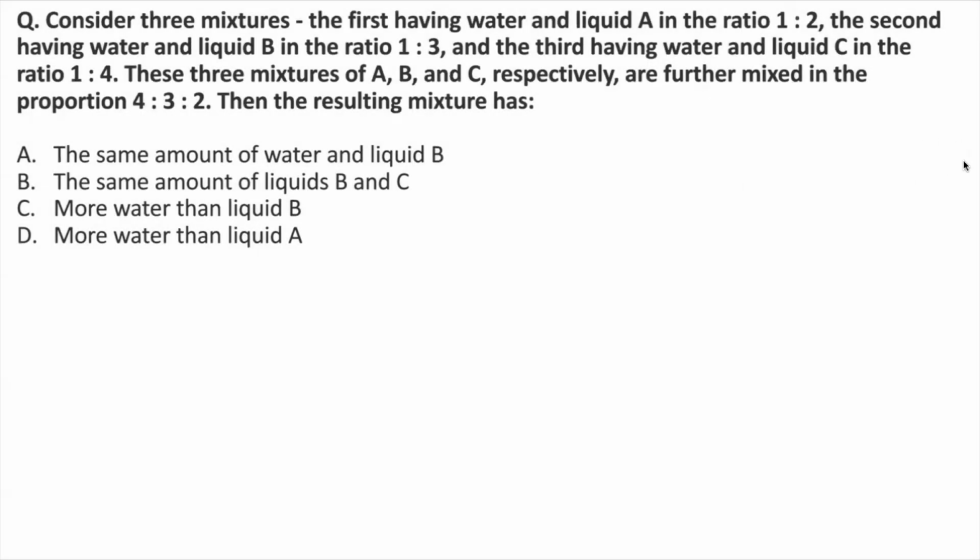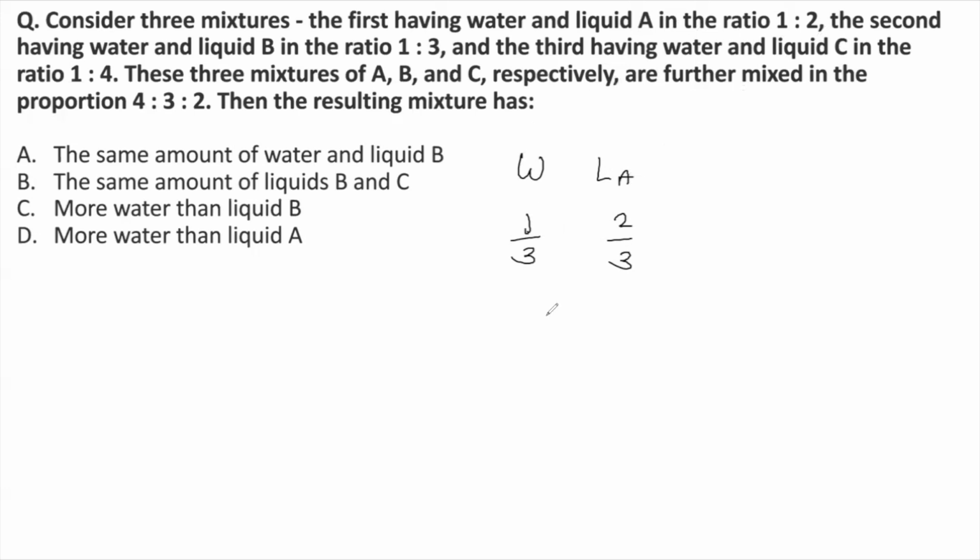Alright guys, so consider three mixtures, the first having water and liquid A in the ratio 1 is to 2. So the first mixture has water and liquid A, I'll call it liquid A. They are in the ratio 1 is to 2. That means one third of the mixture is water and two-thirds of the mixture is liquid A.